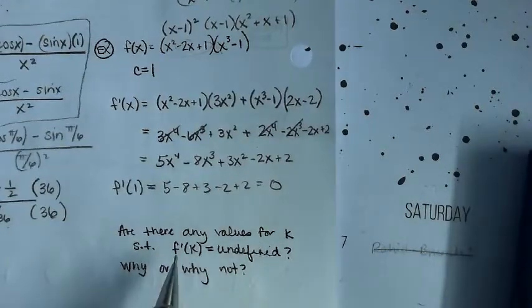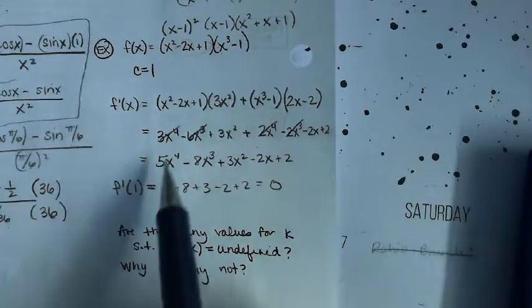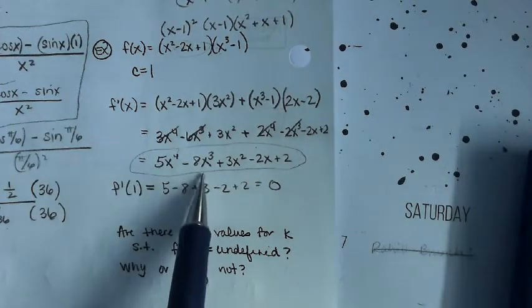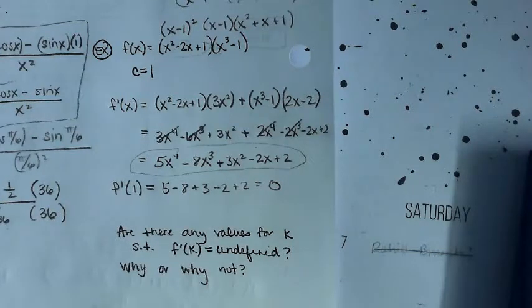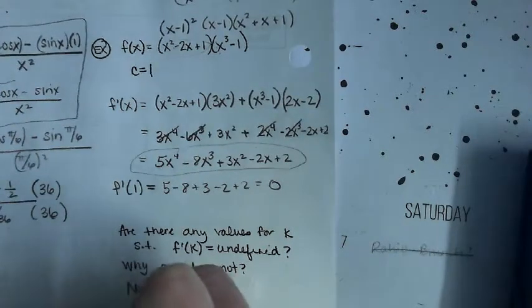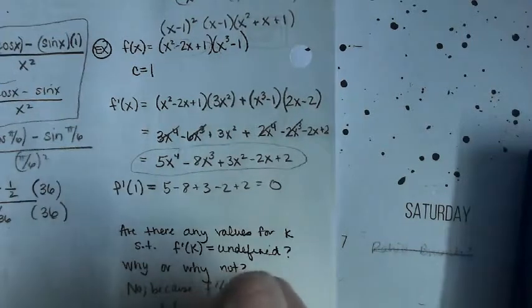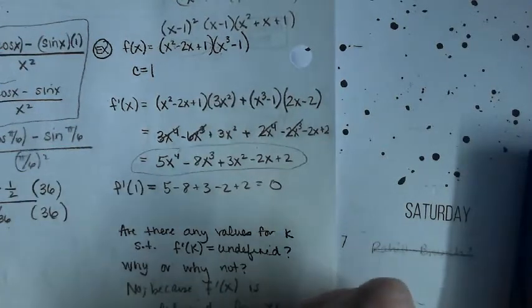Okay, are there any values for k such that f prime of k would be undefined? Any places where the slope is undefined, just look at your slope formula. Is there any place where that would not exist? Of course not. We have a slope everywhere. So your explanation would be because the derivative function is defined for all real values of x. Okay? No. Because f prime of x is defined for all x's that are real numbers. Like that.